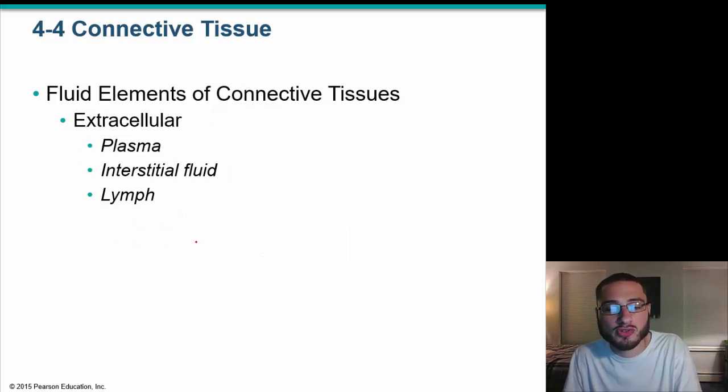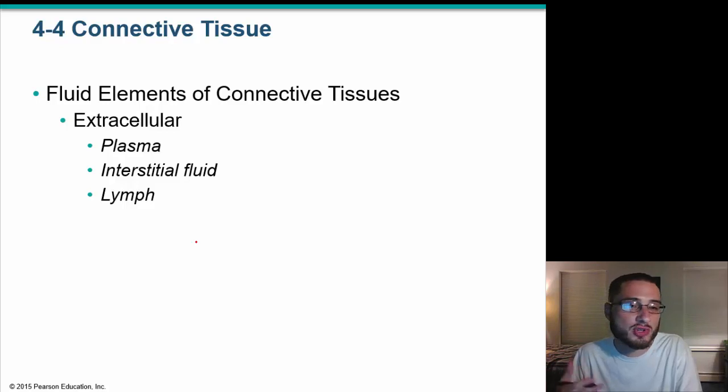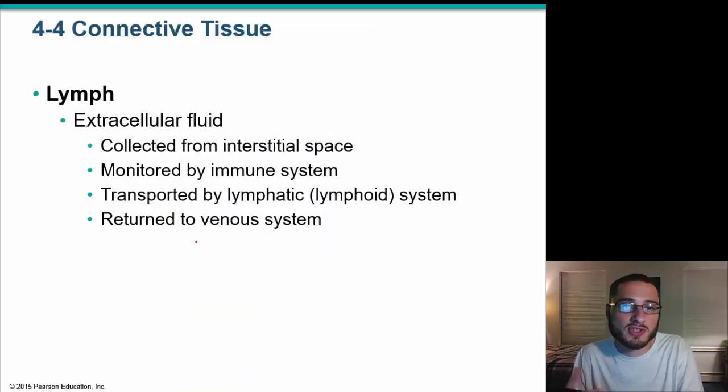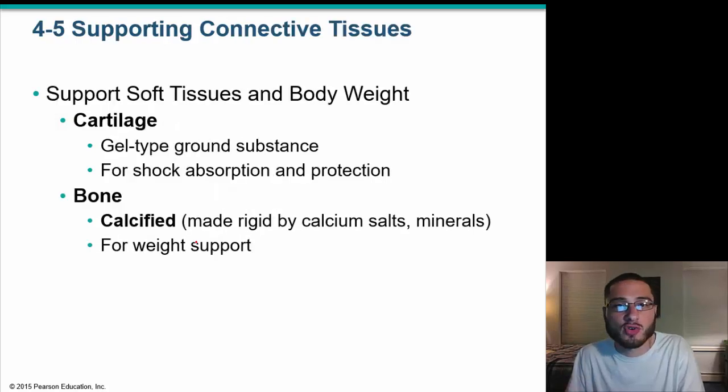All right, you also have your plasma or your extracellular fluid, your interstitial fluid. You have your lymph, you have your platelets. Okay, red blood cells, white blood cells, platelets, lymph. These are all part of connective tissue. Cartilage and bones are also connective tissue. Cartilage, remember, is avascular, whereas bones are a little more vascular.